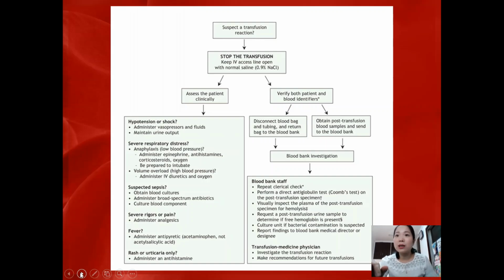So you have to check the blood bag and the tubings, and you may return it to the blood bank for further investigation if the patient's primary problem was still persistent. And you also can send post-transfusion blood samples to the blood bank, so the blood bank can actually investigate.